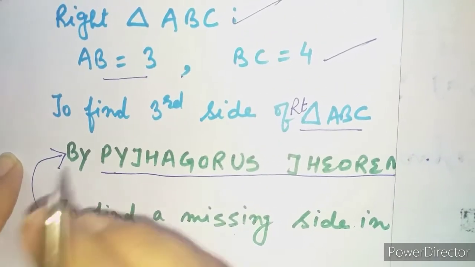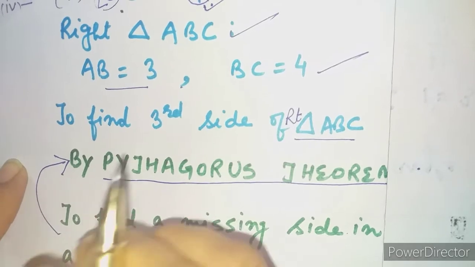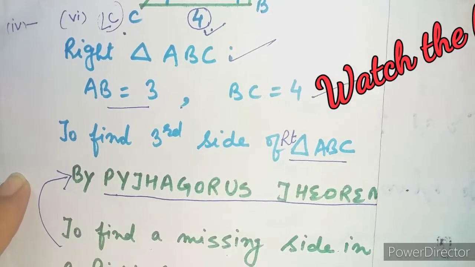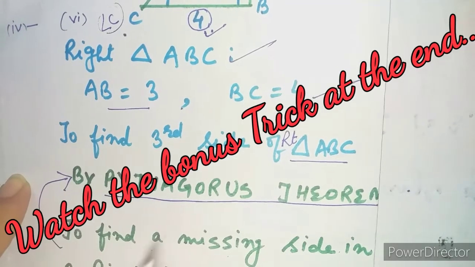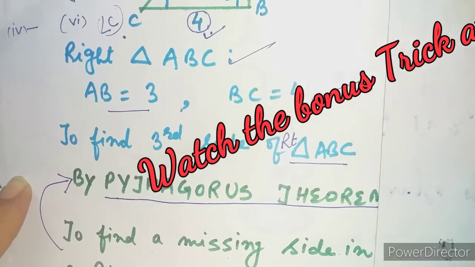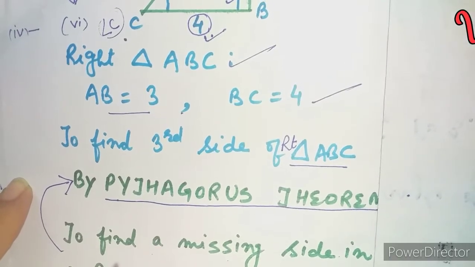So let us begin the answer. Keep watching till the end, because at the end I am going to tell you a very easy, very interesting trick to remember the formulae of all 6 trigonometric ratios. Keep watching, stay tuned.